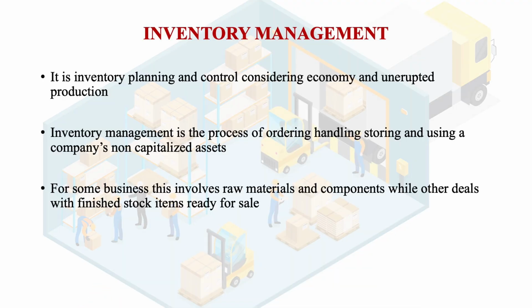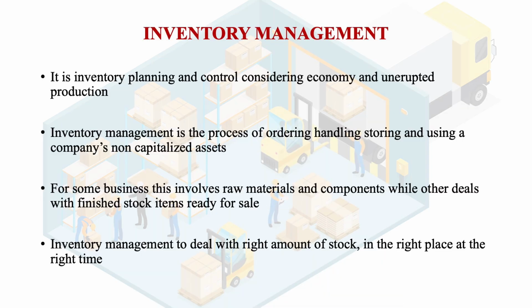Some businesses involve raw materials and components, while others deal with finished stock items ready for sale. So in stock you can keep either raw material, semi-finished product or finished product, which is called inventory. You can stock anything that is required for the business or any commercial activity. The basic aim of inventory management is to deal with the right amount of stock in the right place at the right time, meaning whenever you need the items in production or services, you get them. The time you need it, you get it. So it is the right amount of stock in the right place at the right time.